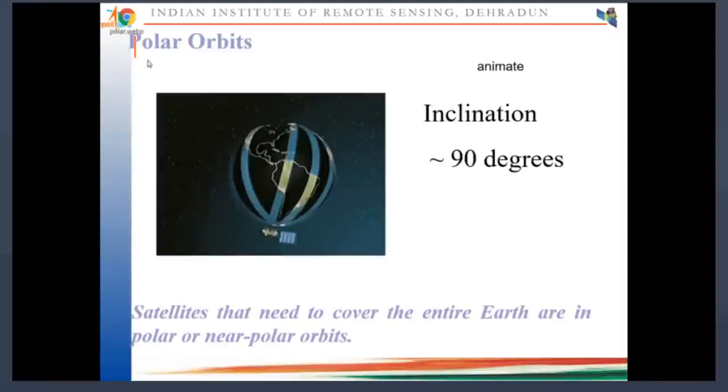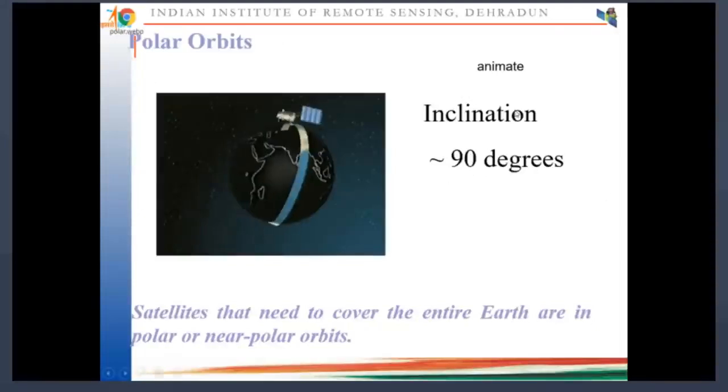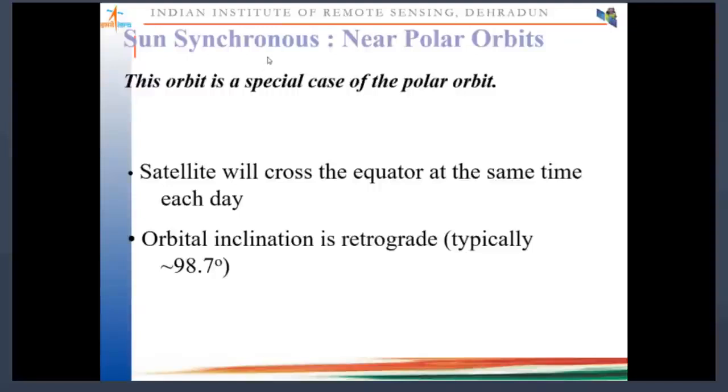So here the inclination for polar orbits is nearly 90 degrees, but usually we look at near polar orbits because at a particular angle of inclination, that is 98.7 degrees, the satellite will cross the equator at the same time each day. So it will be synced with the solar time. It's called sun synchronous. So every time you have a picture of the place, it will cross at the same local time. So illumination conditions will be similar, and you can compare the changes of different features with time. Most of the near polar orbits are sun synchronous, and they cross the equator at the same time every day.